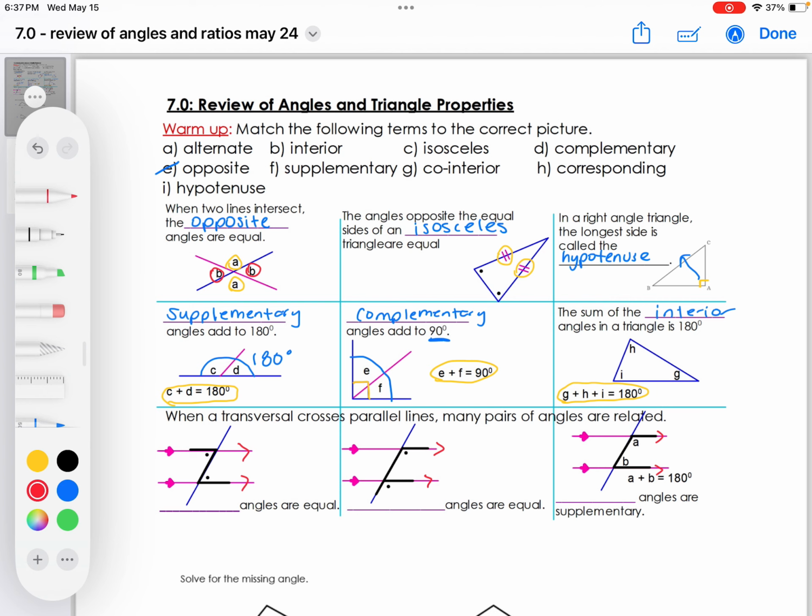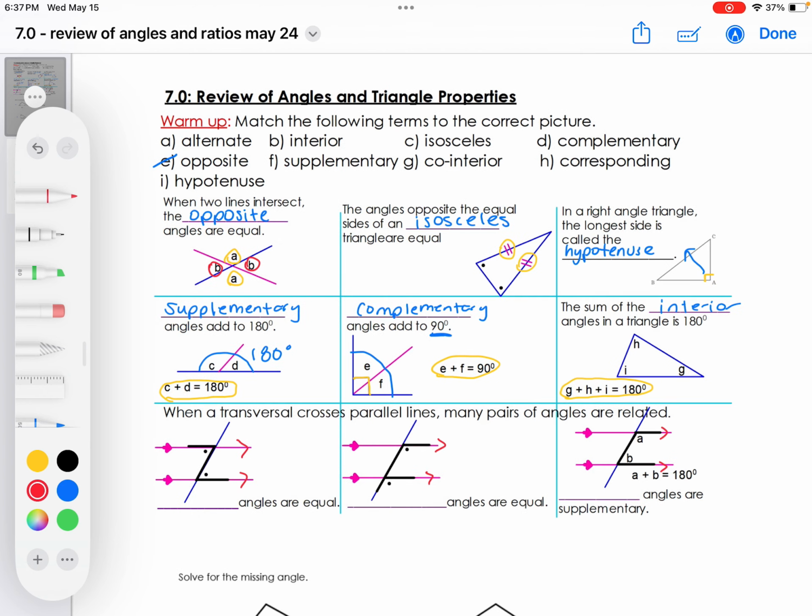So this is sometimes called the Z pattern because it creates this Z. And what happens is the angle here and the angle here are what we call opposite. They're on opposite sides of the transversal. So we say that those are alternate angles.